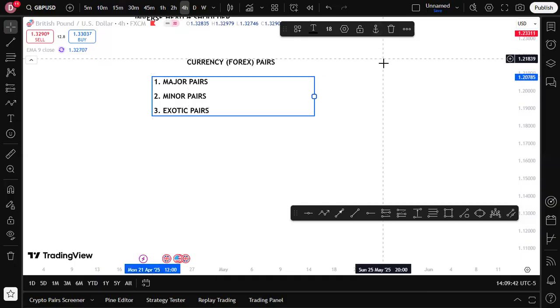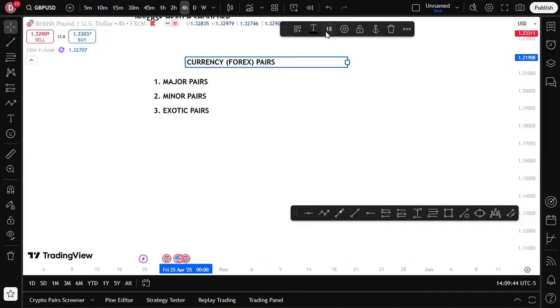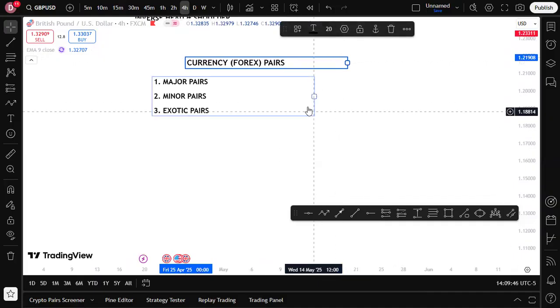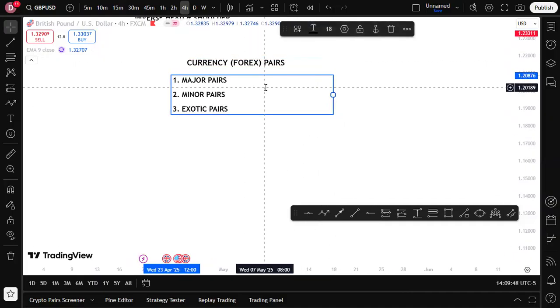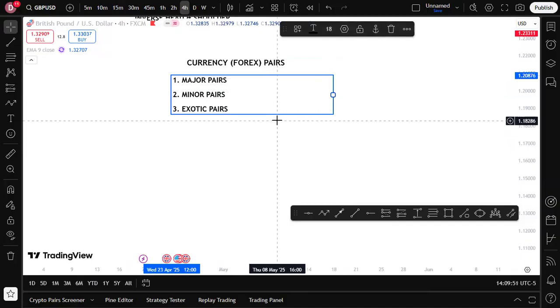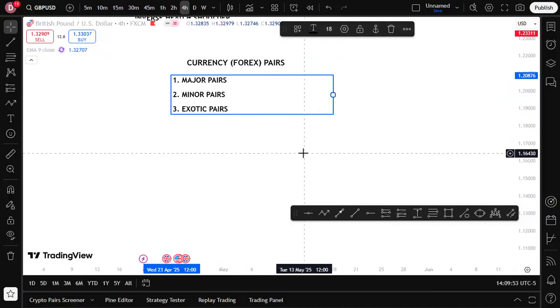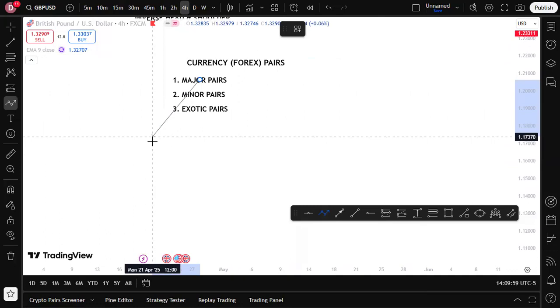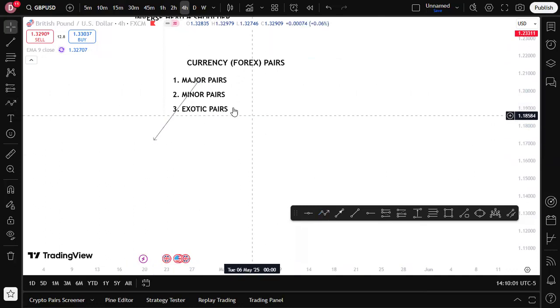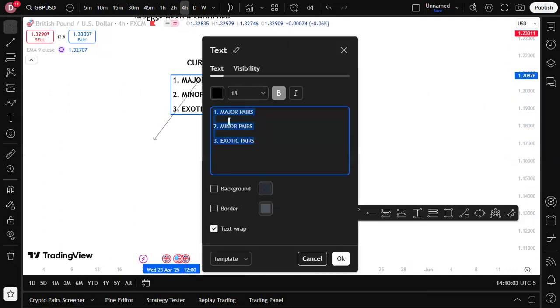So Forex pairs are divided into three. One is called the major pairs, the second one is called the minor pairs, and the third one is called the exotic pairs. Now, for the major pairs, let me make this one so it will be better to relate to.